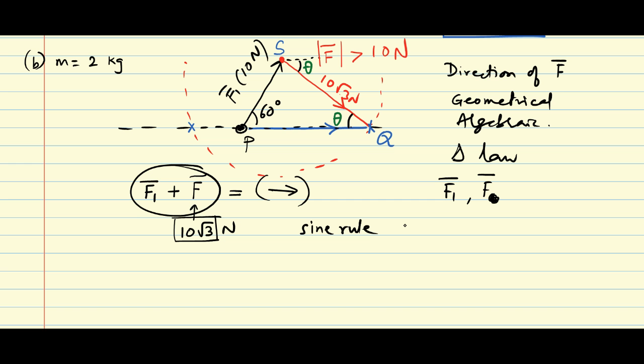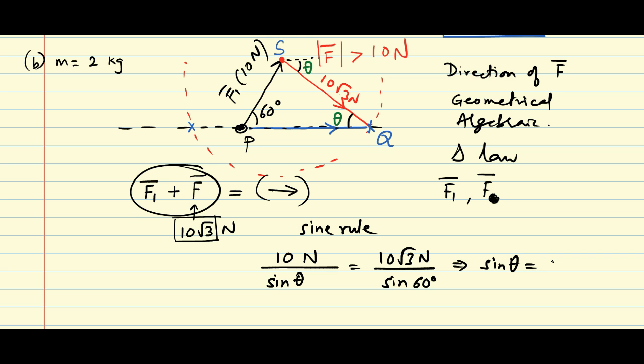If you apply the sine rule, you get, take any one side, let's take 10 newtons, divided by the sine of the opposite angle, so divide by sine theta, equals, take any other side, take 10 root 3 newtons, divided by the sine of the opposite angle, and the opposite angle is 60 degrees. So what I get is sine theta equals, now this 10 newtons will cancel, so this leaves me root 3 there.